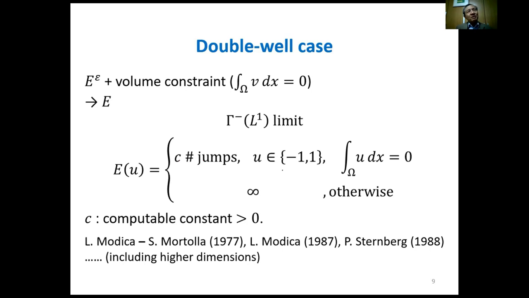where the value of U is either one or minus one. Of course, the average should be zero. And E(U) is just the number of jumps, and we take the limit almost everywhere, or for example L1 limit. And C is a computable constant, which I did not write here. This goes back to Modica-Mortola in the one dimensional case, and the higher dimensional case was proved by Modica and Sternberg independently. In that case, the number of jumps should be replaced by the area of the interface. Something like that. Okay. Anyhow, the double well case is very well studied.